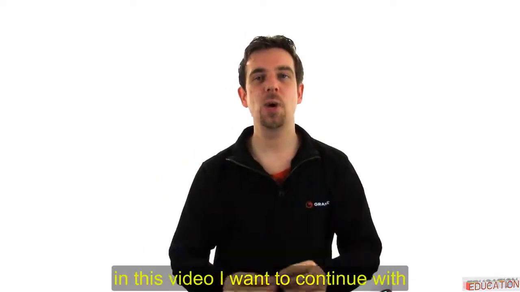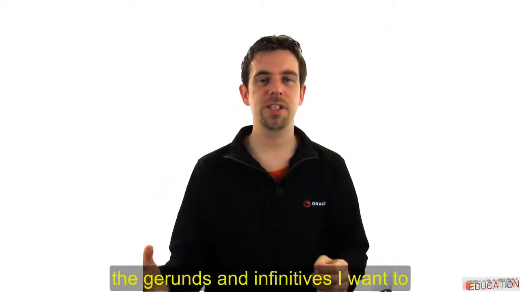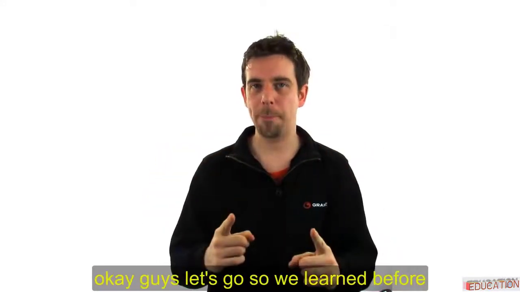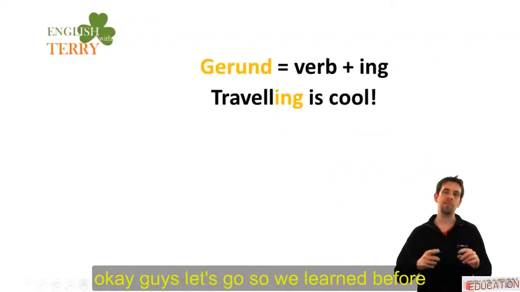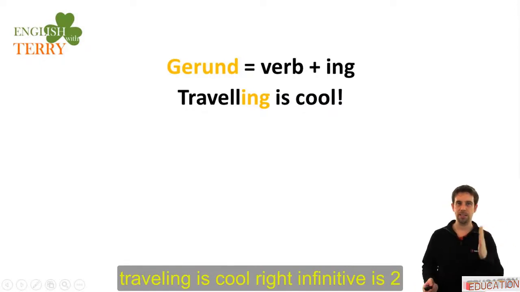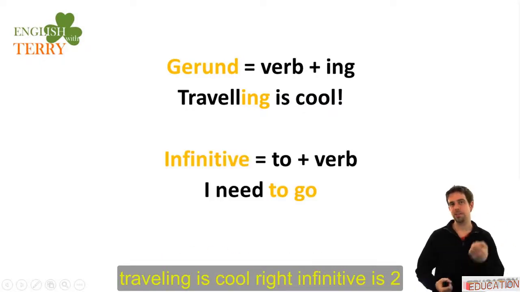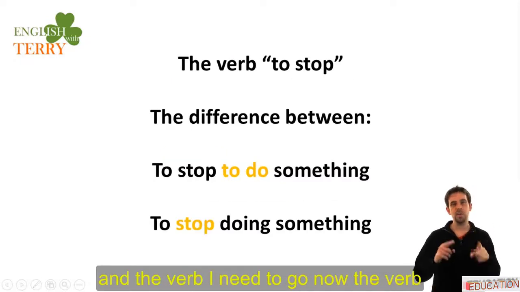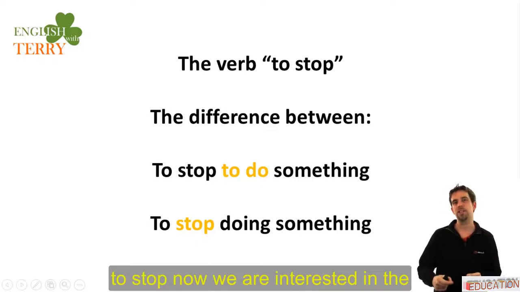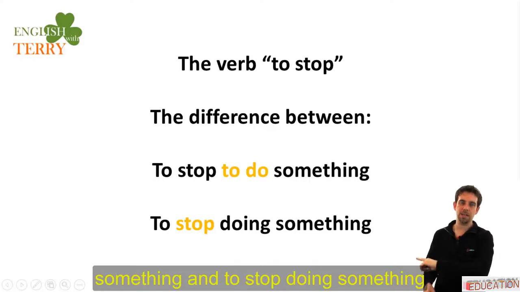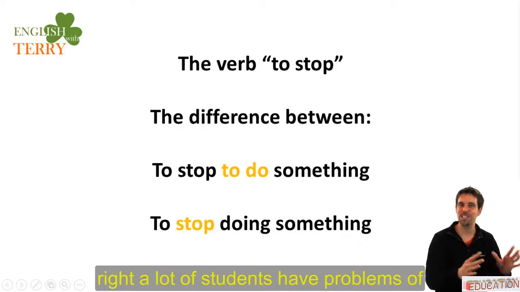Hey guys, in this video I want to continue with the gerunds and infinitives. I want to explain the differences between gerund and infinitive with the verb to stop. Okay guys, let's go. So we learned before that gerund is the verb with the ing. Traveling is cool, right? Infinitive is to and the verb. I need to go. Now the verb to stop. Now we are interested in the difference between to stop to do something and to stop doing something, right? A lot of students have problems with this.